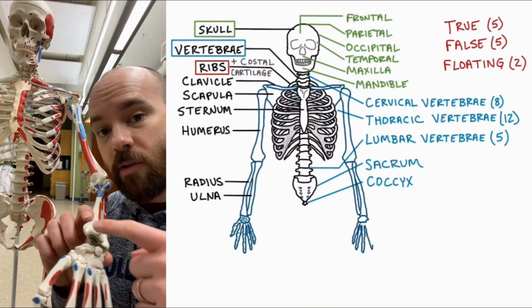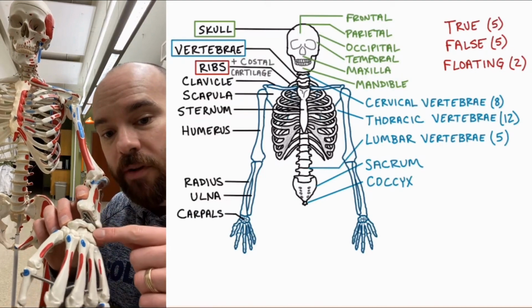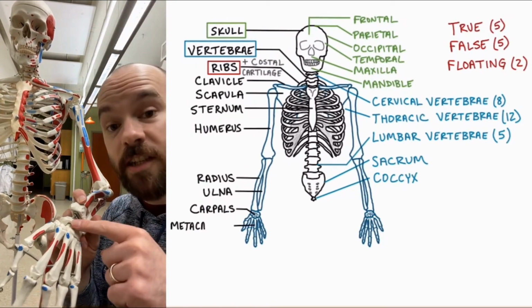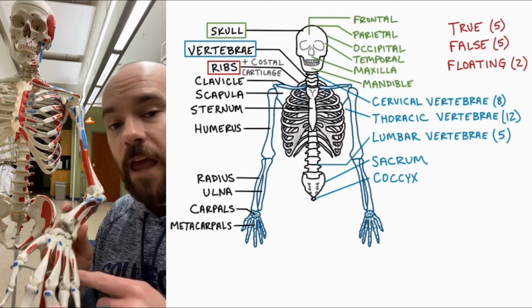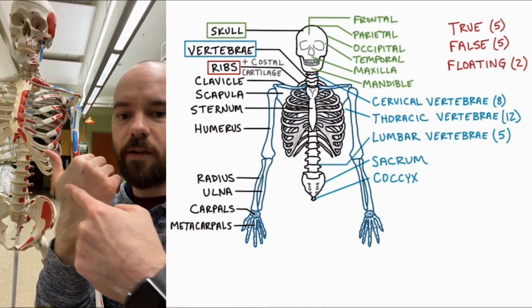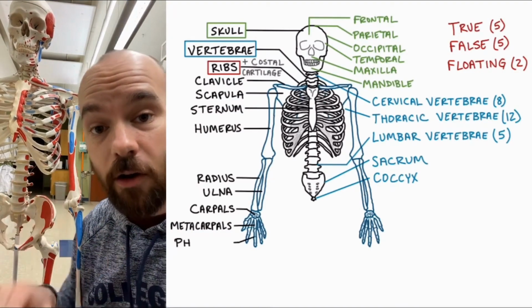The wrist bones right here are called the carpals, and you've got a bunch of them. You can see lots of tiny little bones there. Those are the carpals. You can find those there in your wrist. Just distal to the wrist are the metacarpals. And these are the bones of the hand. So your metacarpals are these bones right across here. So carpals, metacarpals. The bones in your fingers are called phalanges.